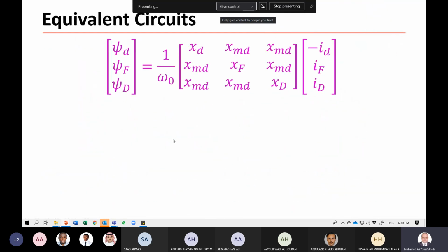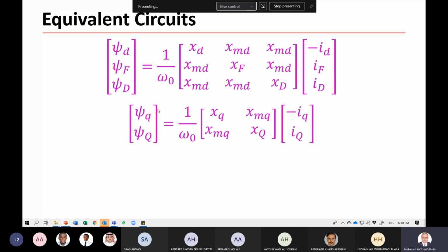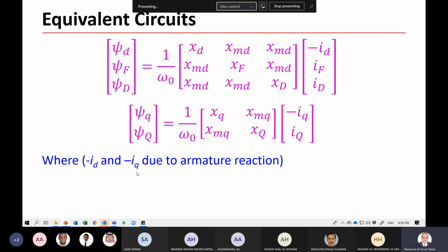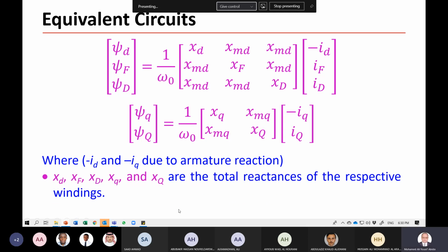So if we have only one mutual inductance between the direct axis and the stator and rotor, this becomes the flux linkage of the direct axis, field winding and damper winding in the d axis, and this is also the flux linkage of the q in the stator and also q in the rotor. So where minus Id Xmd is due to armature reaction. These are the voltage drops here.